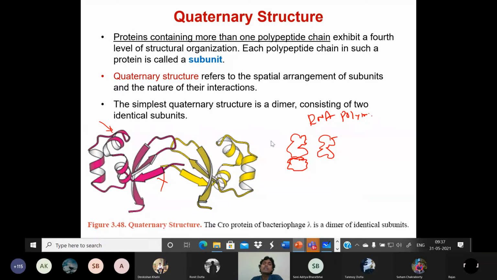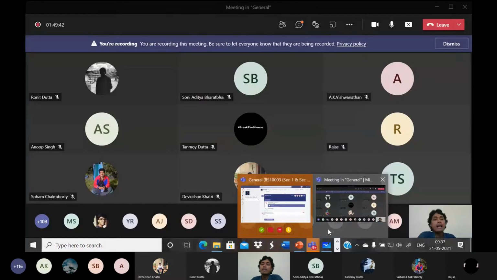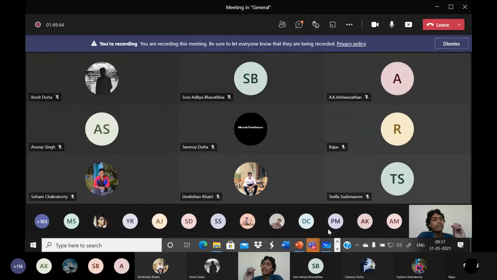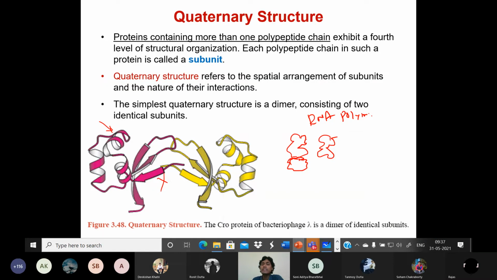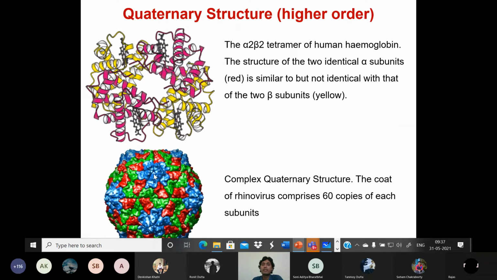Now in this quaternary structure, for example, hemoglobin has 4 polypeptide chains. In RNA polymerase, how many do we have? We have 5, but the sigma factor leaves, so even 4. Those 4 form the core RNA polymerase in bacteria, which synthesizes the RNA during transcription. But if we see even higher order quaternary structure, this is one example.